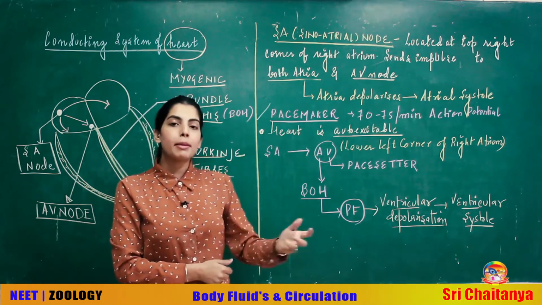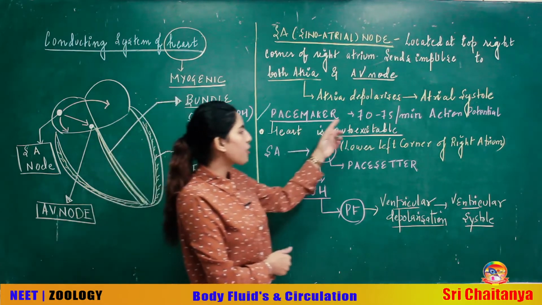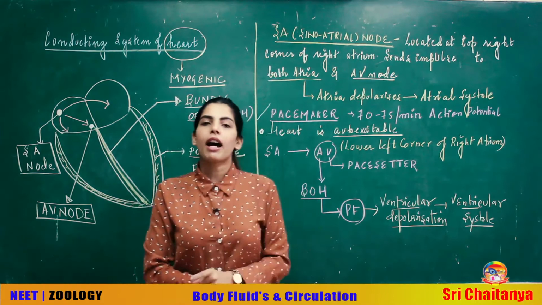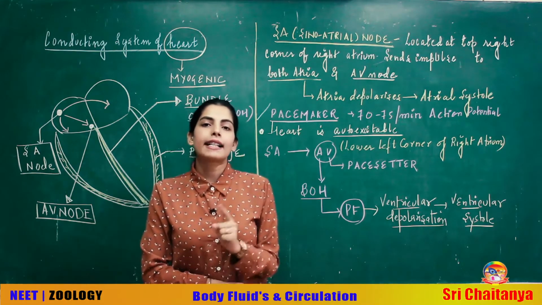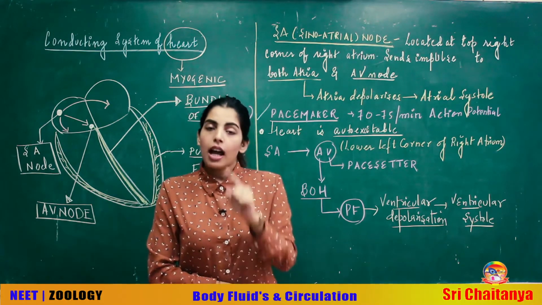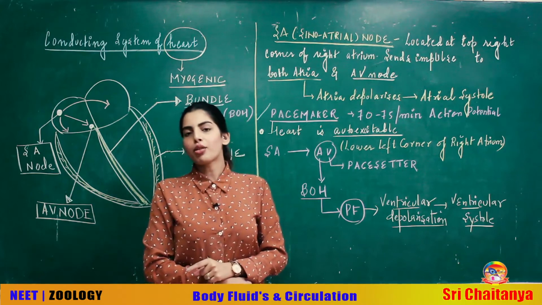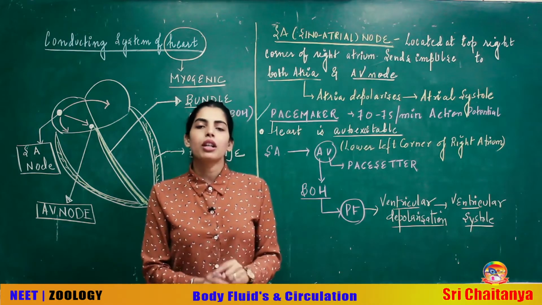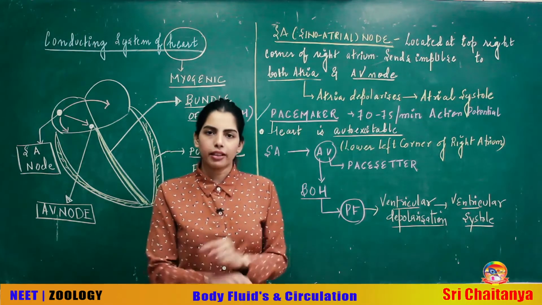Pace means the heartbeat. It can generate its own action potential 70 to 75 times per minute, which is why the SA node is called the pacemaker of the heart. And what happens when it generates its own action potential? It sends the information to the AV node and also to both the atria.